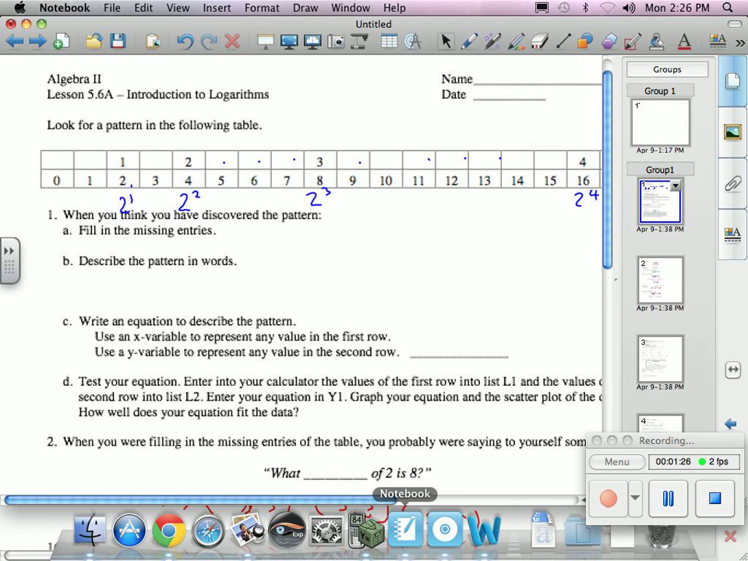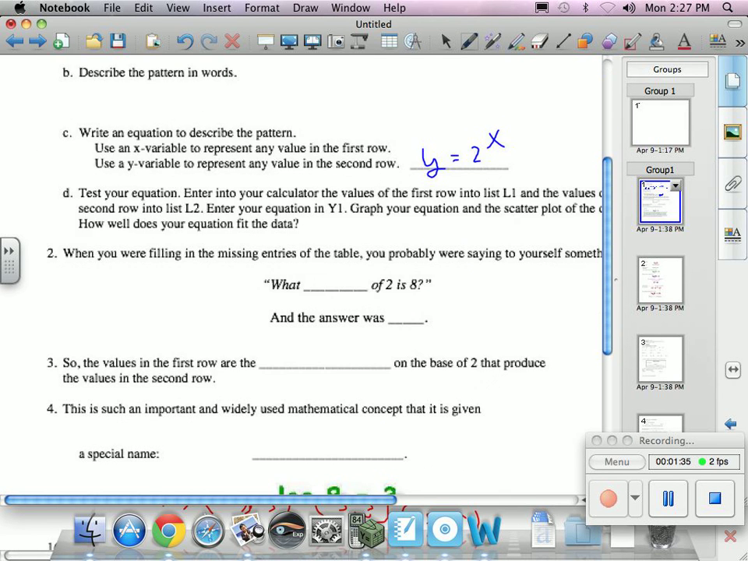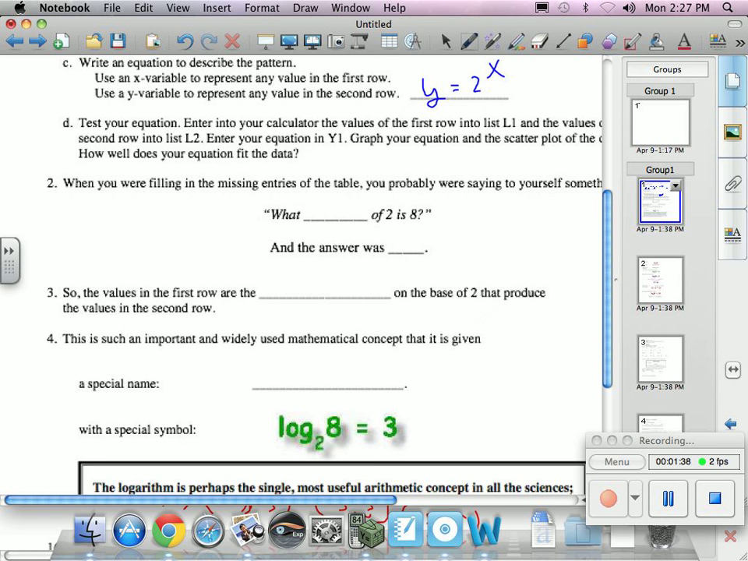Okay. So the equation that you could fill in is y equals 2 to the x. And I can test that in my calculator, and I encourage you to do that at this point. But as you were filling in the missing entries of the table, you were probably saying to yourself something like, what power of 2 is 8? And the answer was 3. So the values in the first row are the exponents, or powers, of the base of 2 that produce the values in the second row.